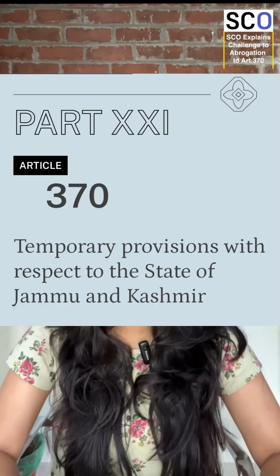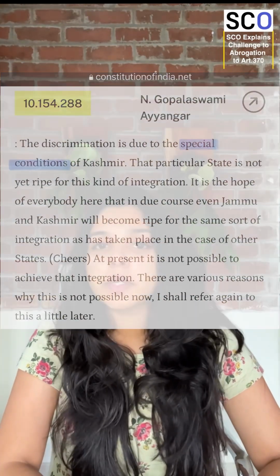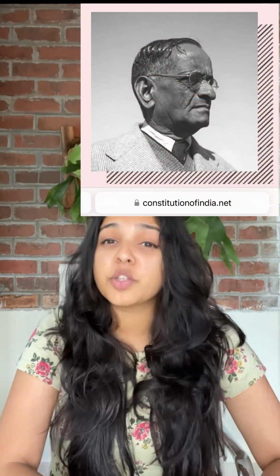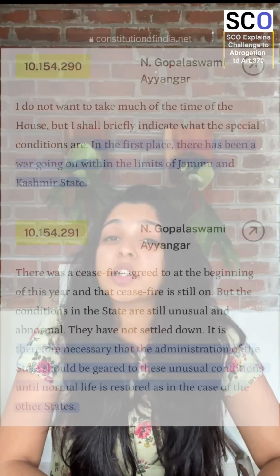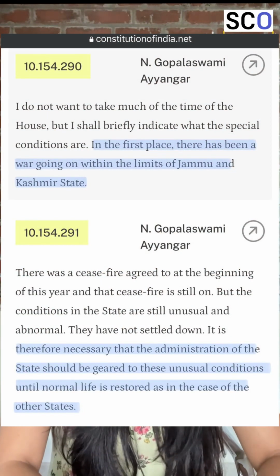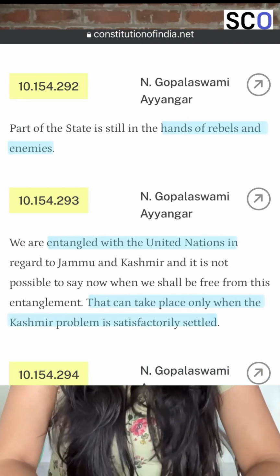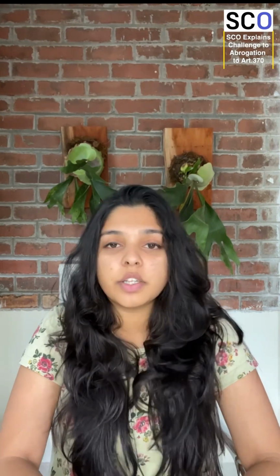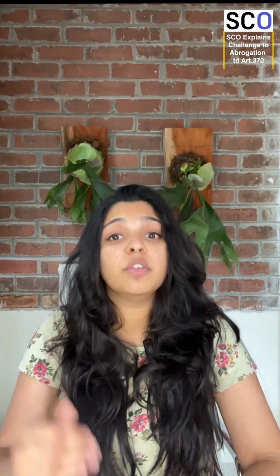What is Article 370? This is a constitutional provision that grants special status to Jammu and Kashmir. Now, Article 370 was inserted into the Constitution to accommodate the special conditions in Jammu and Kashmir. When the provision was being debated in the Constituent Assembly, Gopal Swami Iyengar, a member and a strong proponent of the provision, explained that Kashmir was in the middle of a war. The state was in the hands of rebels and enemies, and India was entangled with the United Nations on the Kashmir problem. This provision would act as a transitional arrangement till Jammu and Kashmir could be brought to the level of other states. Over time, of course, Article 370 became a more permanent feature of the Constitution.